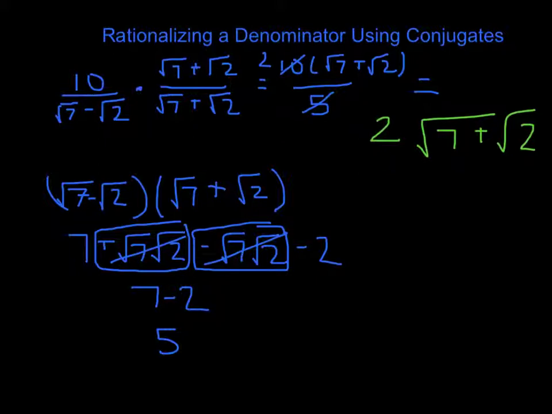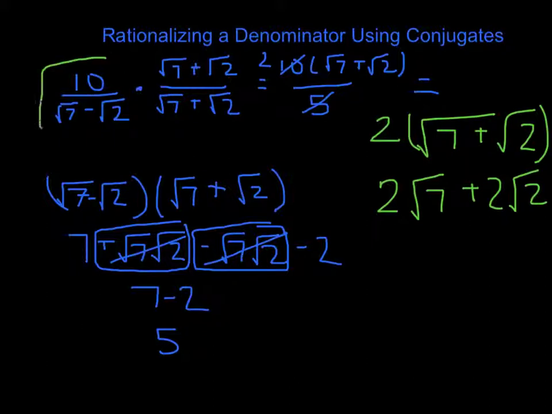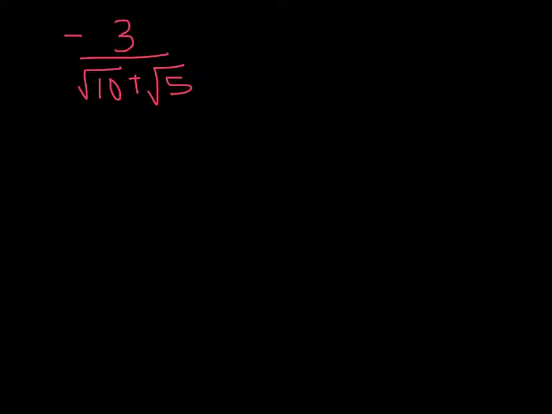Then, depending on what they want your answer written as, you may have to distribute this. So you would multiply your 2 times your radical 7, and then 2 times your radical 2. And there is your simplified version of this original problem over here that had square roots in the denominator. All right, one more, because you might be scratching your head a little bit.